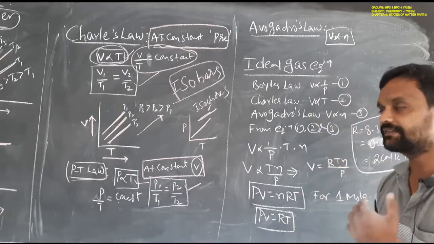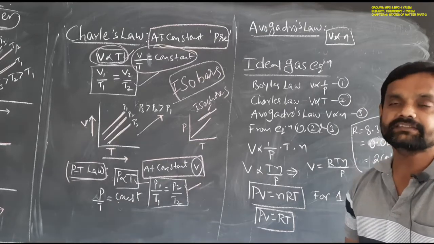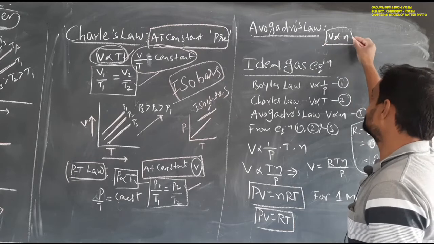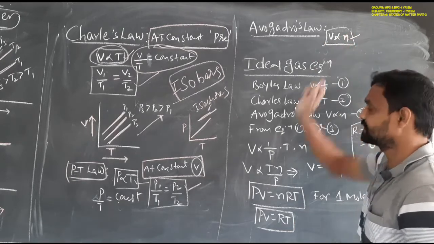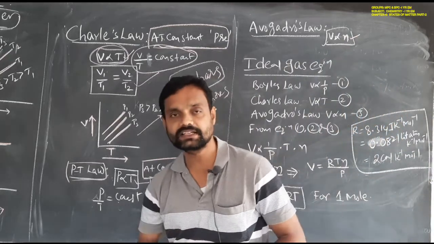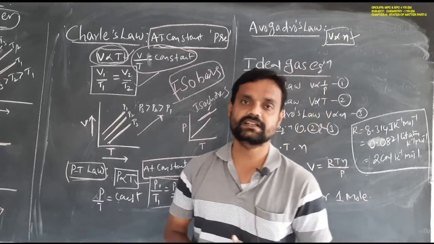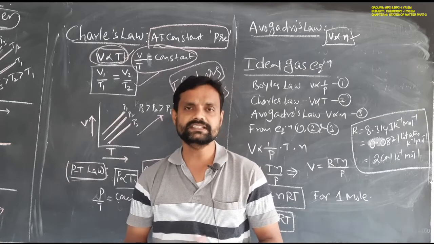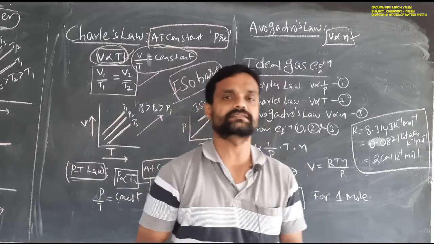Or, another simple definition of Avogadro's law: at given temperature and pressure, the volume of a gas is directly proportional to the number of moles. So these are the gas laws: Boyle's law, Charles law and Avogadro's law. By using these three laws, we can derive the ideal gas equation.